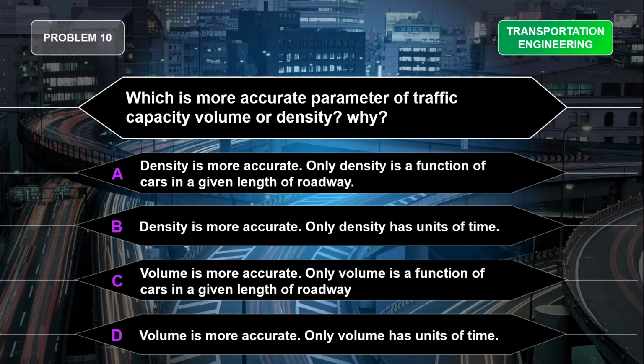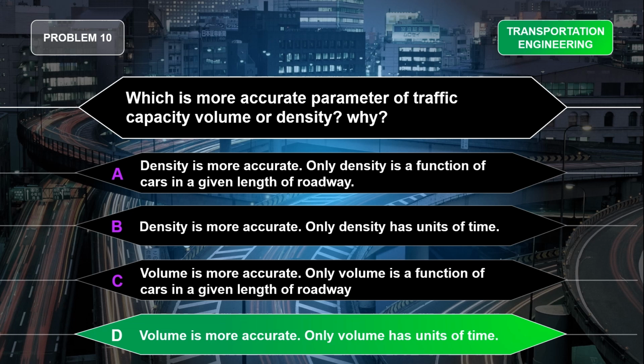Problem number 10. Which is the more accurate parameter of traffic: capacity, volume, or density? Why? A. Density is more accurate. Only density is a function of cars in a given length of roadway. B. Density is more accurate. Only density has units of time. C. Volume is more accurate. Only volume is a function of cars in a given length of roadway. D. Volume is more accurate. Only volume has units of time. The correct answer is letter D, volume is more accurate. Only volume has units of time.